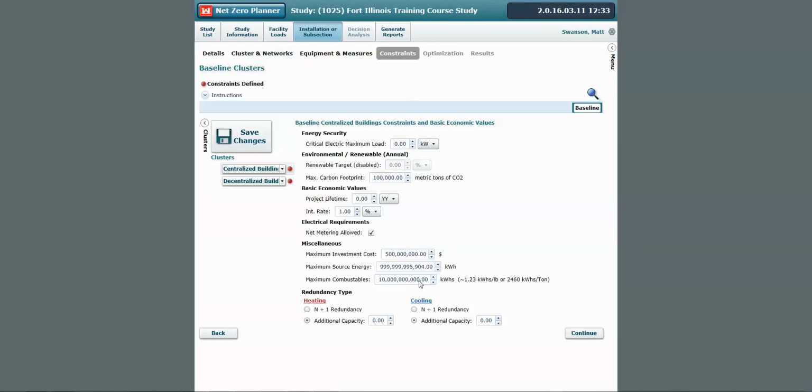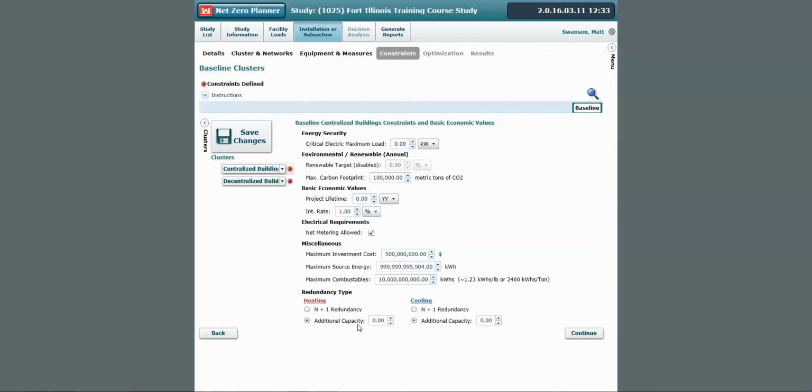This is a way to constrain basically the potential for waste to energy. And then we have the redundancy types here. So this again could take a minute to explain. I would say the additional capacity, so there's two types here. We've got additional capacity and redundancy, and these are both related to central plant operations.